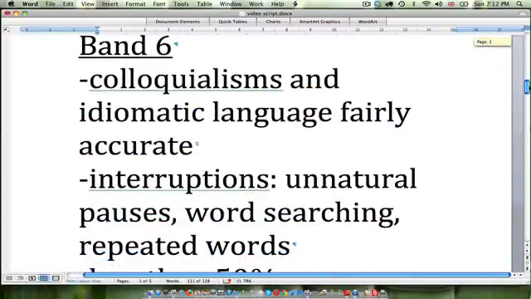Let's start with Band 6. Band 6 speakers are capable of using colloquialisms and English idiomatic language fairly accurately. There will be clear mistakes at points, and these mistakes will allow the examiner to position them at the Band 6 level. But perhaps 50% of the time, these colloquialisms and idiomatic language are used with accuracy.